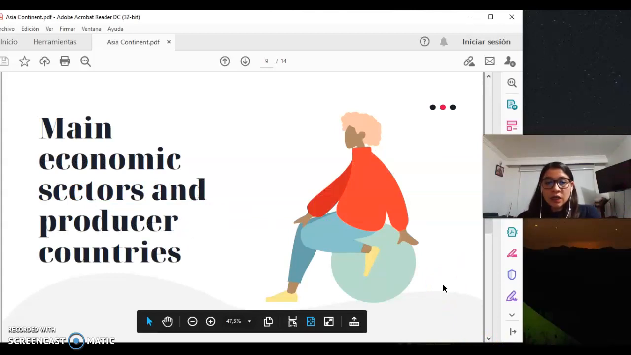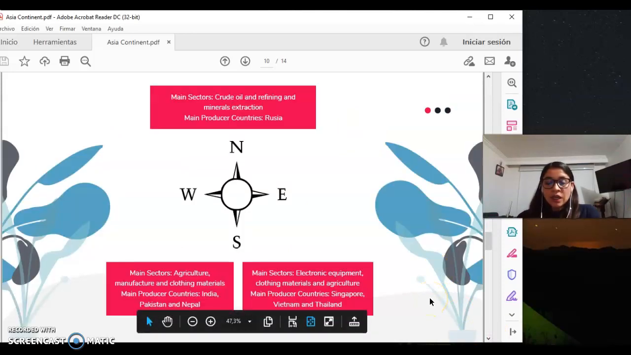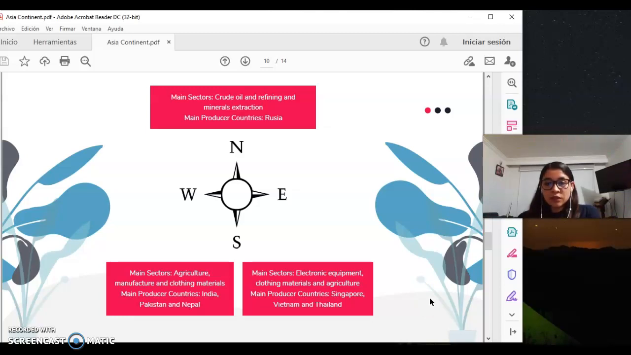Okay, next we have the main economic sectors and the most important producer countries. In the north of Asia, the main sectors are crude oil and refining, and minerals extraction, and the main producer, of course, is Russia. In the south of Asia, the main sectors are agriculture, manufacture, and clothing materials, and the main producer countries are India, Pakistan, and Nepal. In the southeast of Asia, the main sectors are electronic equipment, clothing materials, and agriculture, and the main producer countries are Singapore, Vietnam, and Thailand.